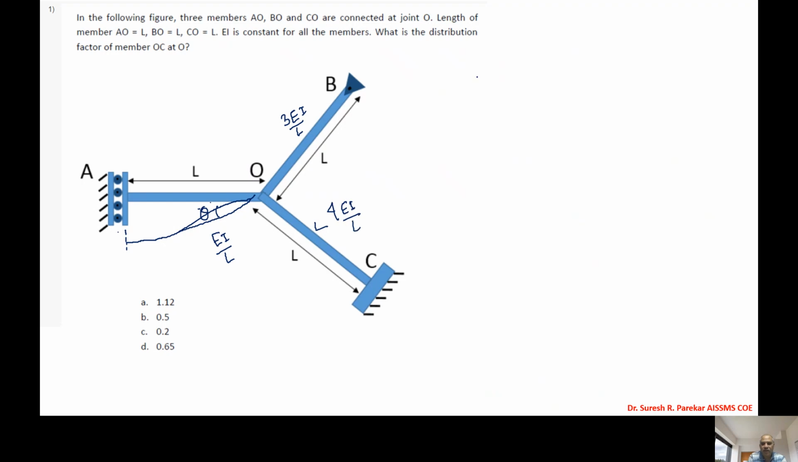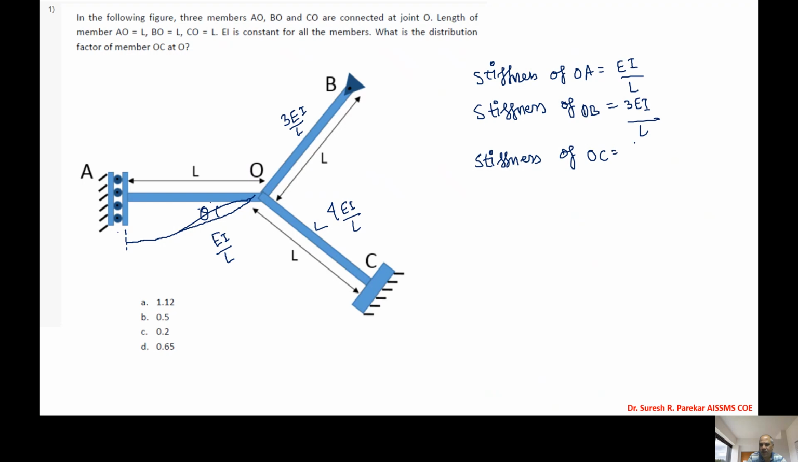So we have stiffness of OA is equal to EI by L. Then stiffness of OB is 3 EI by L, and stiffness of OC is equal to 4 EI by L. And therefore we will get the total stiffness at O, and that is equal to 8 EI by L.